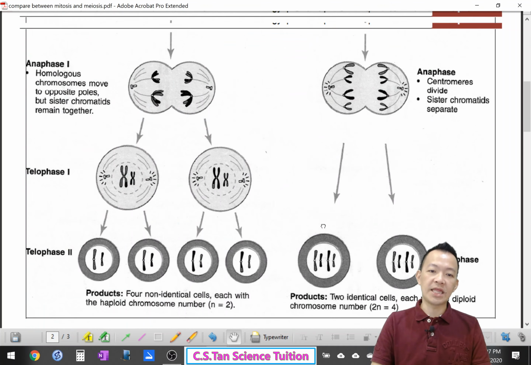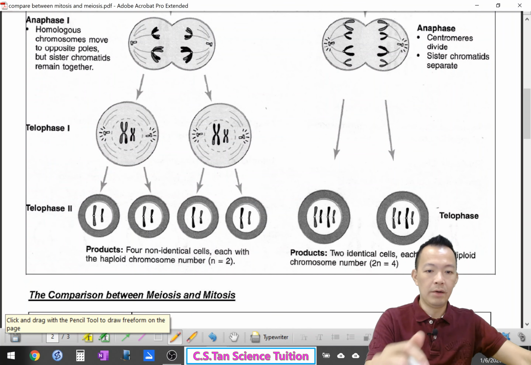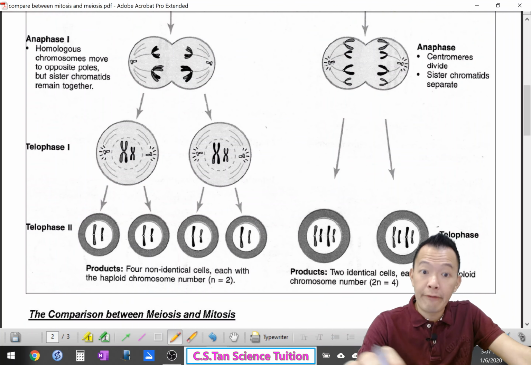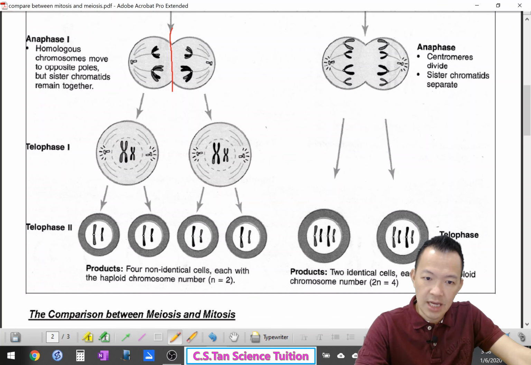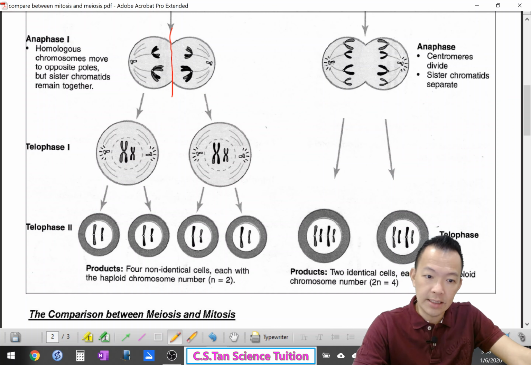But compared to the telophase in meiosis 1 and 2, let's look. After anaphase 1, they cut for the first time. So this is telophase 1 and it becomes 2 cells. So when the 2 cells undergo prophase 2, metaphase 2, anaphase 2, they're going to cut again, and now become 1, 2, 3, 4 cells.